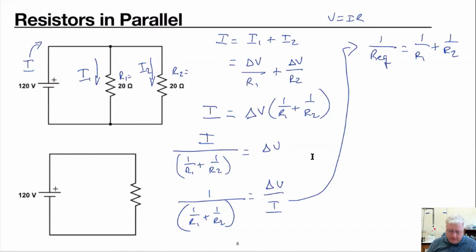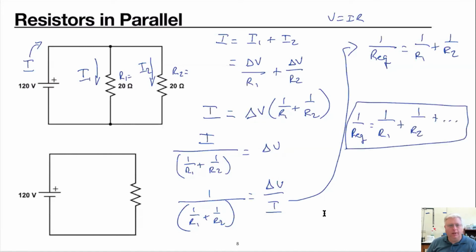So now in resistance, in series, the equivalent resistance is just the sum of the resistors. And now in parallel, it's the sum of their inverses. Okay, so we can do the same thing. We can replace the two resistors with one resistor of equivalent resistance. Let's write a general expression for how to find equivalent resistance in parallel.